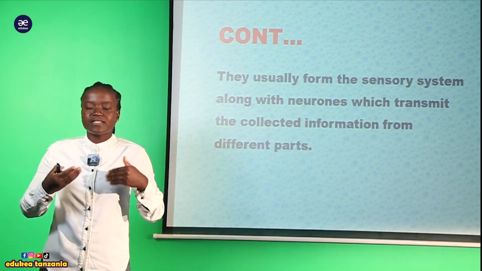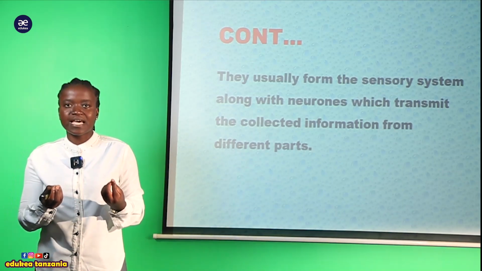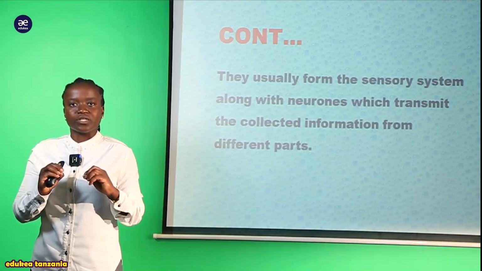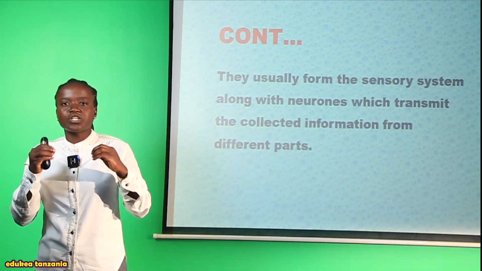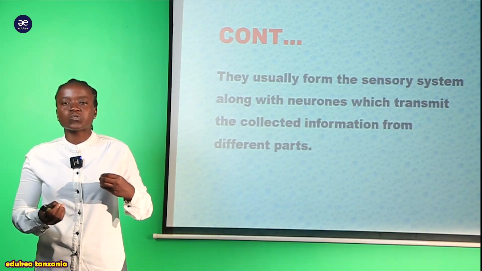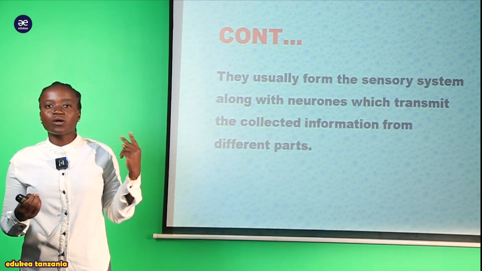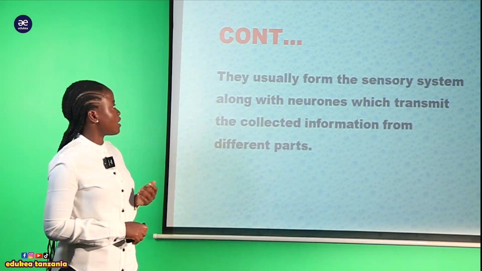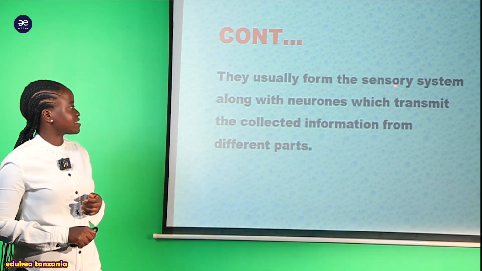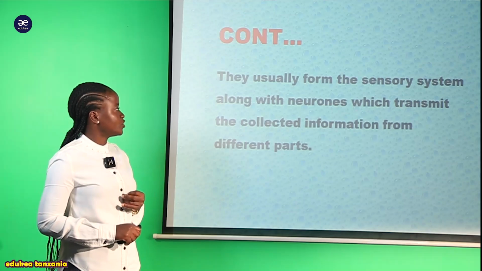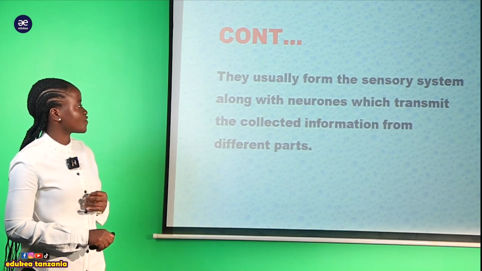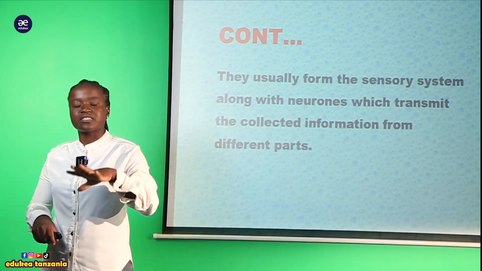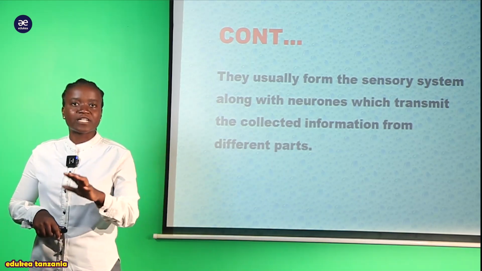Kwa hiyo sasa zile receptors zitachukua information, thereafter zile information zitaenda wapi? Zitaingia ndani ya neuron. Ile neuron ndiyo ambayo structure iko responsible kwa ajili ya kutransmit au kutransfer hizo information kwenda kwenye brain for interpretation. Na ndio maana hapa tumesema kwamba they usually form the sensory neuron and neuron which transmit and collect information from different parts. So neuron iko responsible kwa ajili ya collect the information from different part of the body.